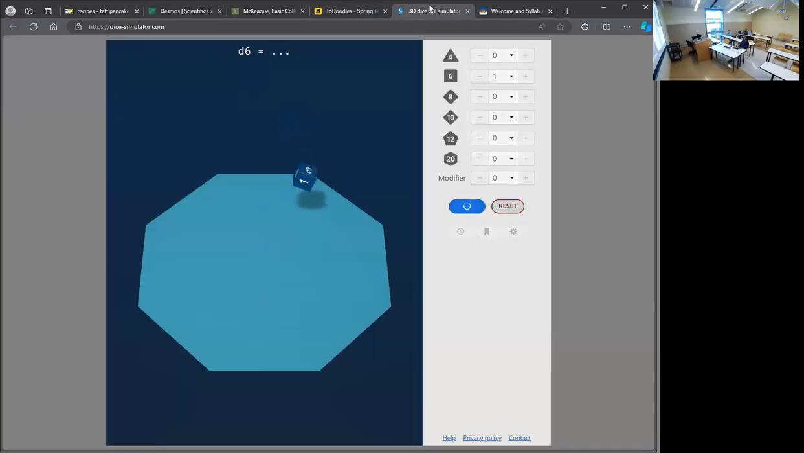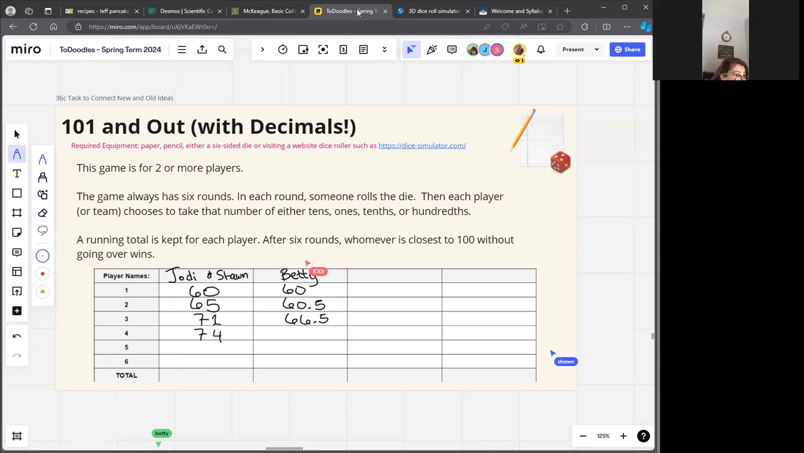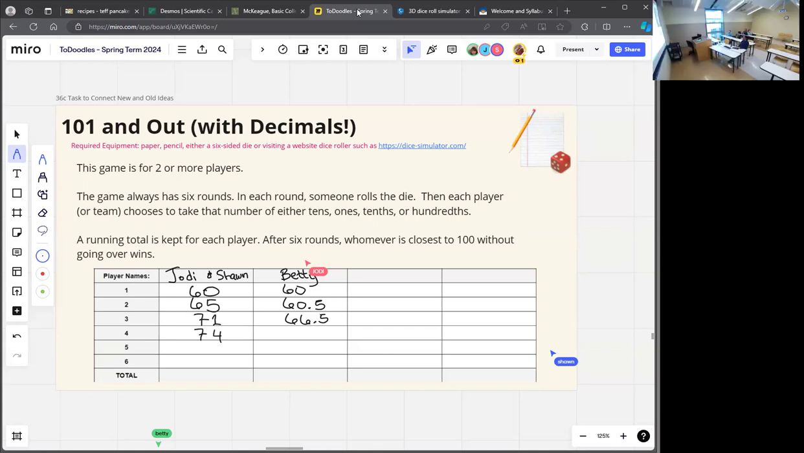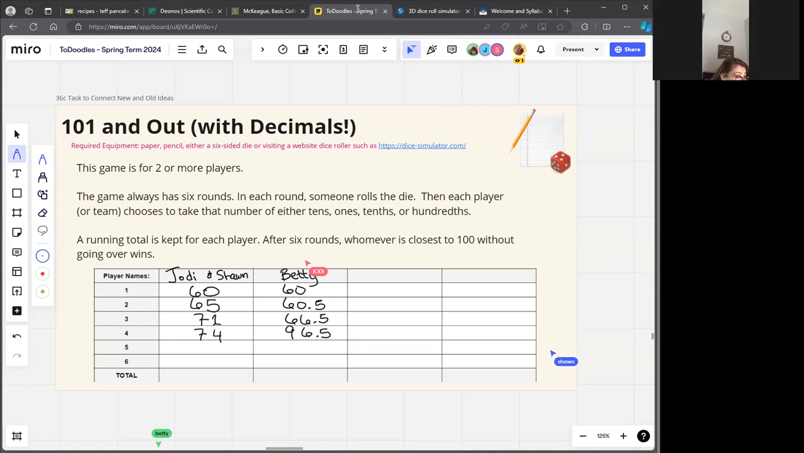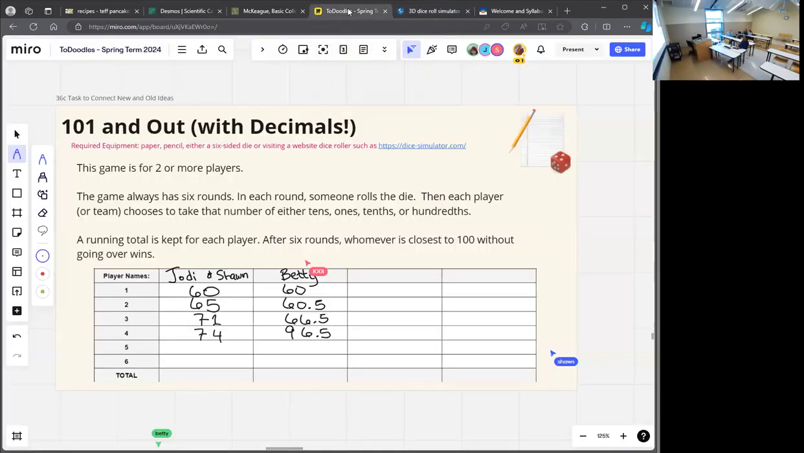Okay, now we get a 3. Ones. You're not doing any decimals at all. Okay, how about Betty? I wanted the 10s. Tens, right? If you add 30, now you're very close to 100. You're doing great. Okay, 2 more rolls. A 2. Tens, 94 even. Where do you want to put it, Betty?